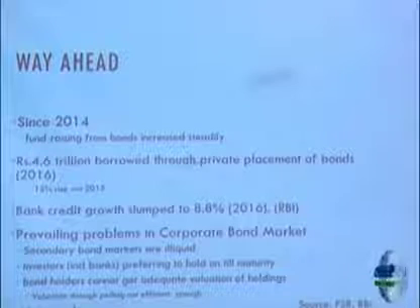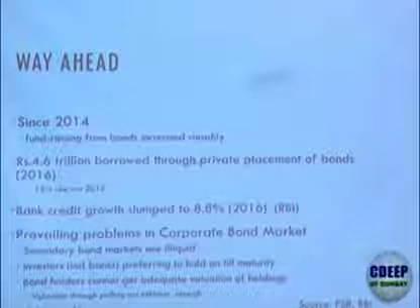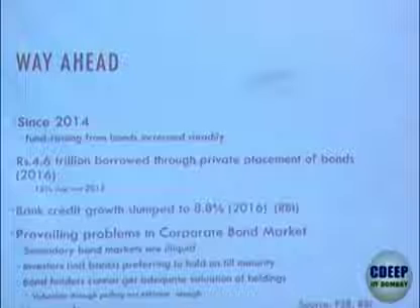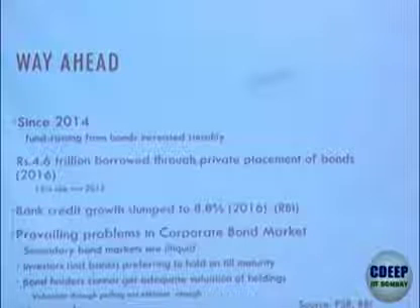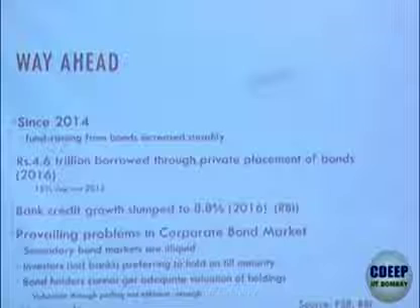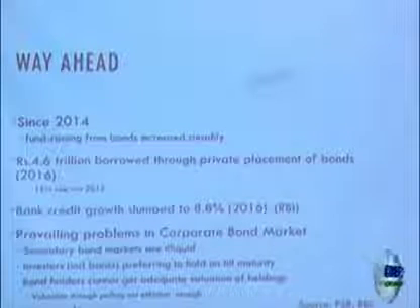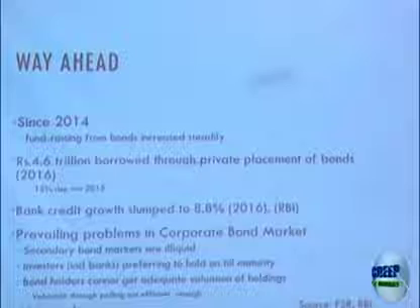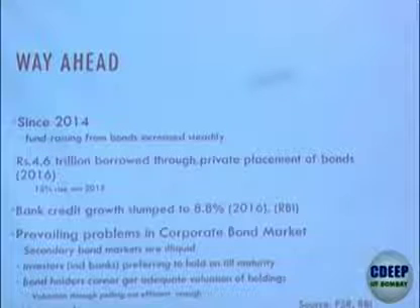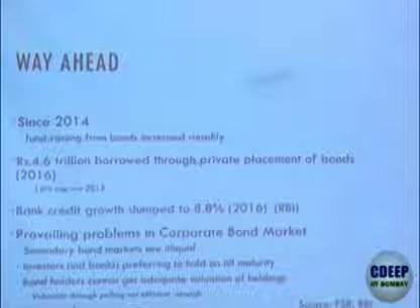Now, before I show you the graph, the prevailing problem today in the corporate bond market is that the secondary bond markets in India are illiquid, because investors tend to hold on to the securities till their maturity. And if that is going on, then the bondholders will also not get adequate valuation for their holdings because they're not willing to sell it off. So this is a vicious cycle.